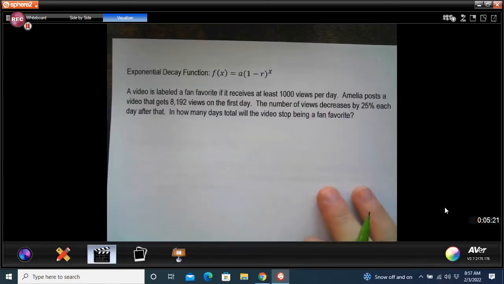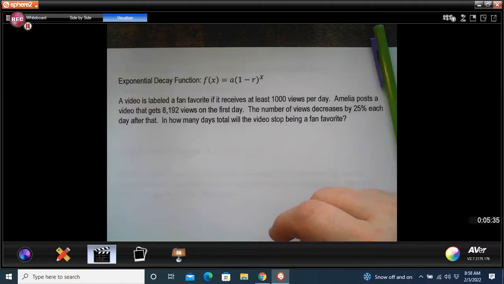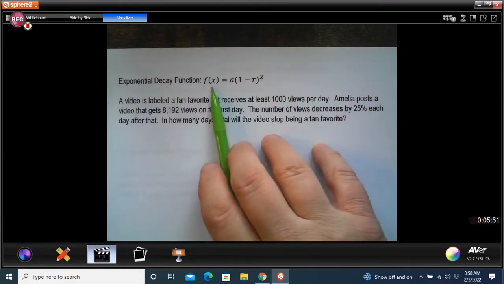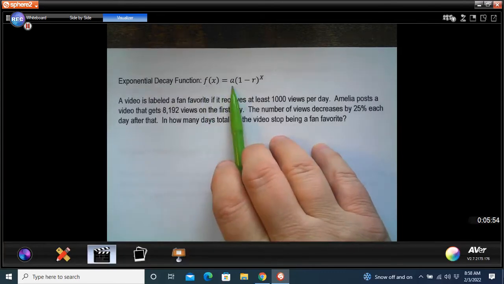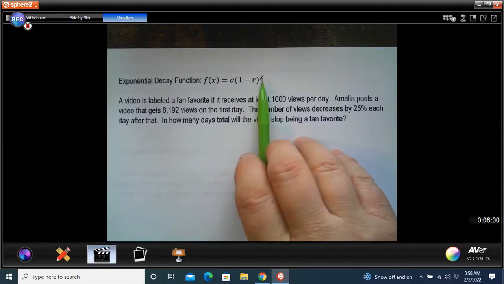exponential decay. Another thing we study with exponential growth is exponential decay. Not every investment grows, not every purchase grows, etc. I buy a car and I take it off the lot, its value decreases. I buy a computer, over time its value decreases because there are new and better models coming out. So exponential decay, again, f of x equals a, that's our initial amount, times 1 minus r, the rate of decay, to the x power.